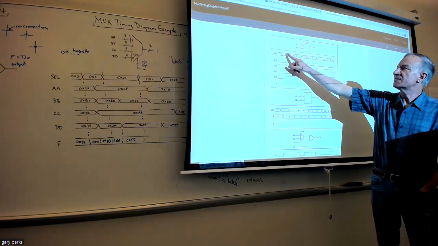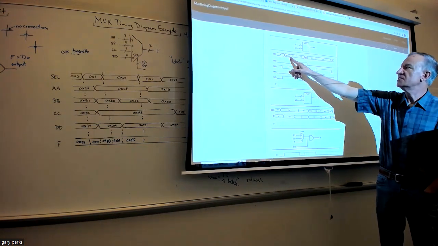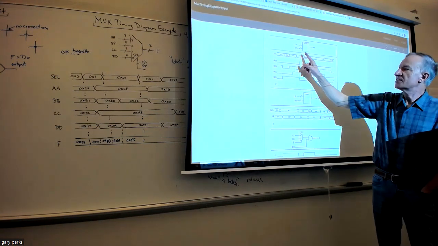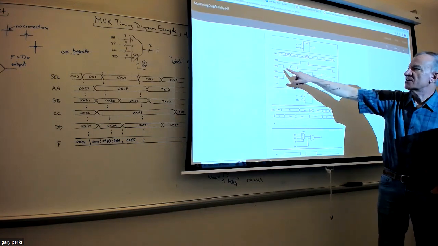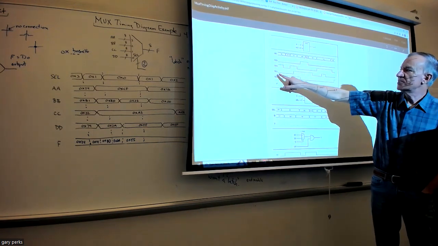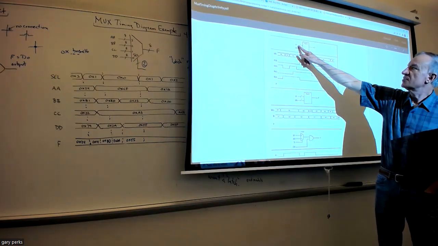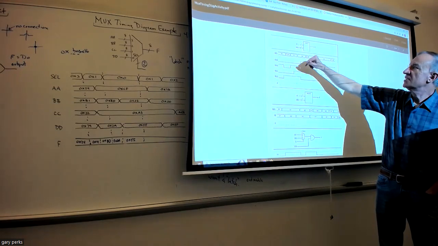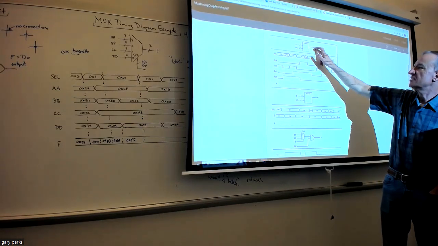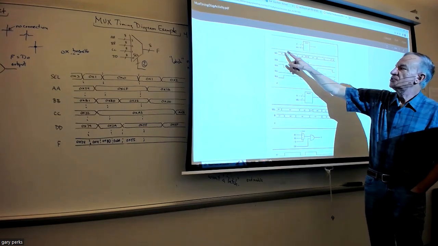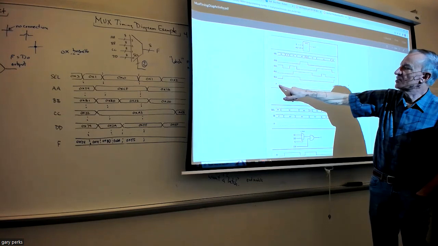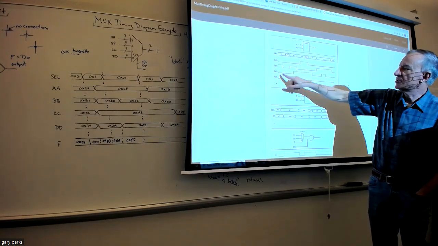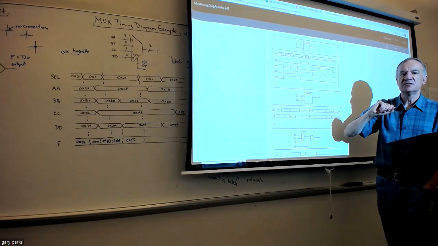This is in hex, 0x and a number, so these selects are in hex. In this particular example, you're just given the single bits. Here's D0, D1, D2, D3. You've got these 4 D inputs going in, you've got your select, and here's your output. You just look at what the select is and write what input the output is going to equal.